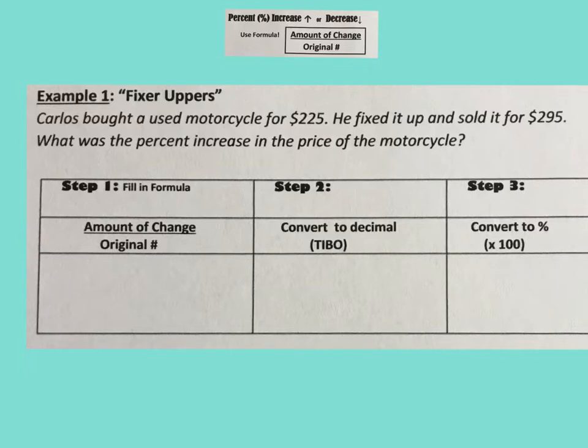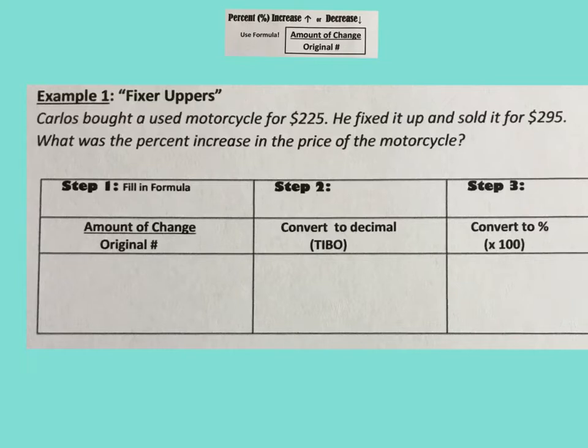So if we were just trying to find the amount of the increase, we would just take the larger number minus the smaller number, $295 minus $225, and say the price increased by $70. But really, this question at the end is asking not how much did it increase dollar-wise, but what was the percent increase in the price of the motorcycle, not just what was the increase in the price. So percent increase, that's the key. Those are the key words in the question.